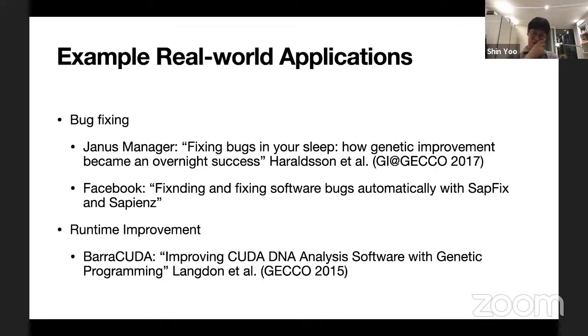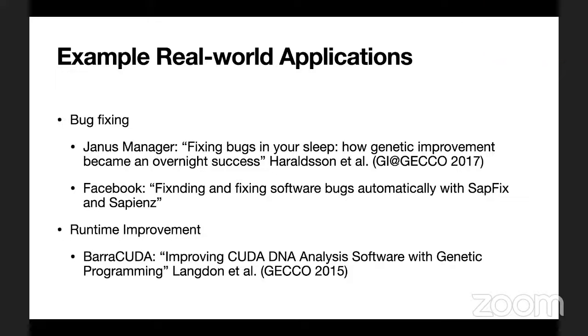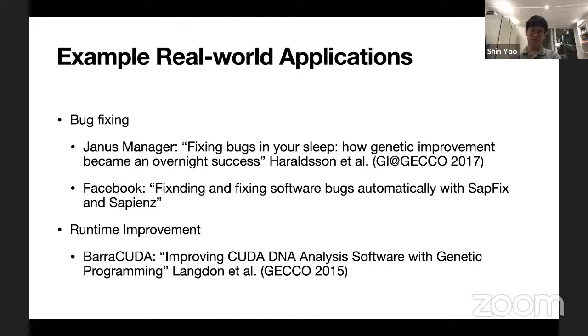And then, of course, we are aware of the Facebook success story, finding and fixing software bugs automatically with SapFix and Sapienz. This was one of the more famous industry successes from GI. We have also seen runtime improvements. Barracuda is by Bill, who's in the audience, improving CUDA DNA analysis software with genetic programming.